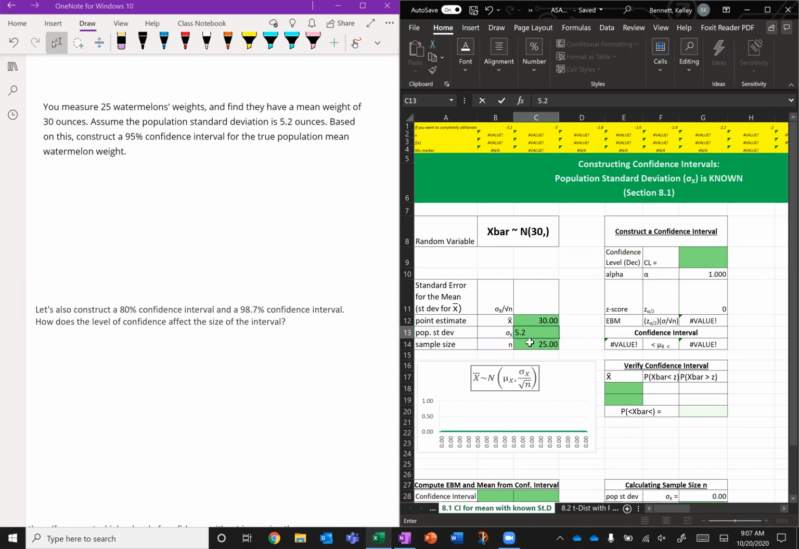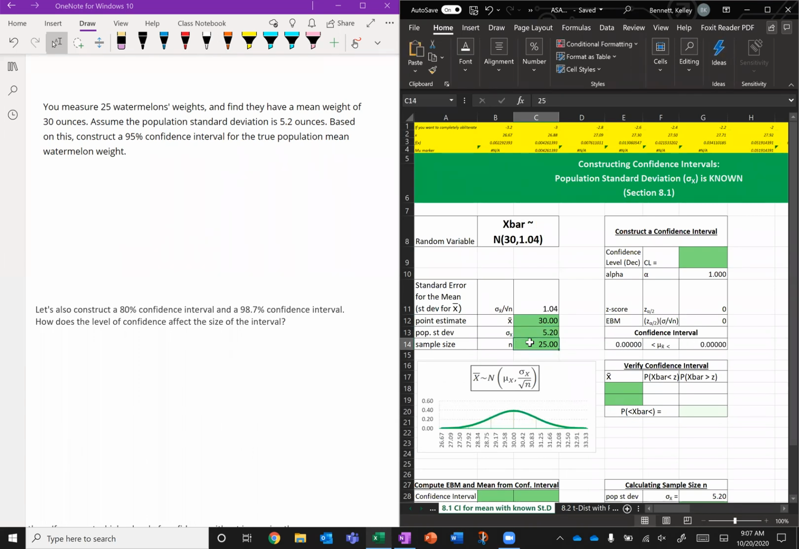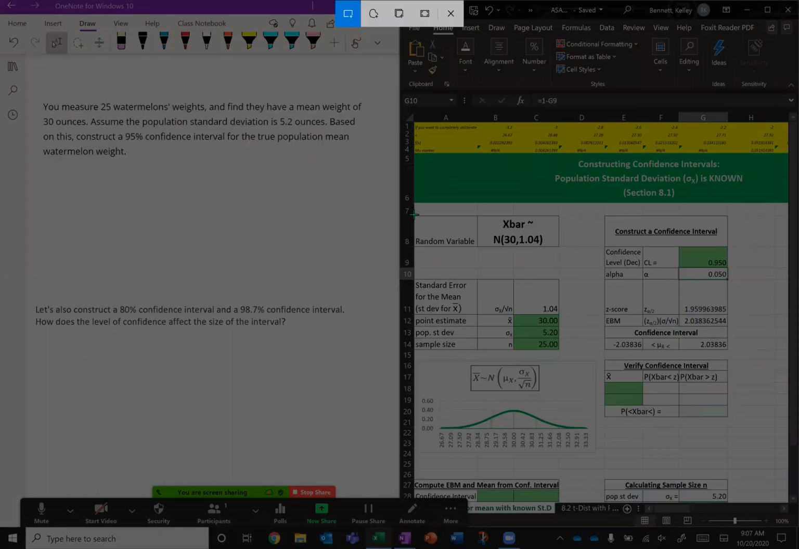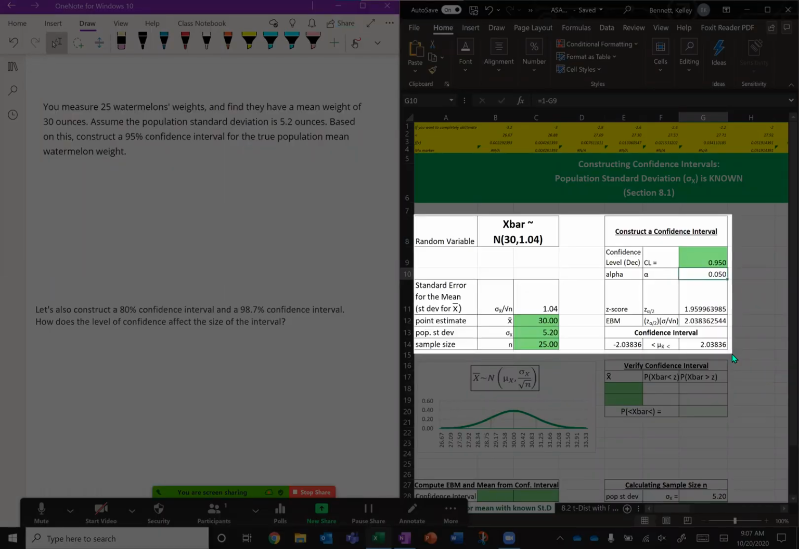So that's my sigma. And so from that, right away, I see that my standard error for the mean is 1.04. I want to construct a 95% confidence interval. So I've just put in 0.95. And it constructs the interval for me. It tells me what my alpha is. It gives me my z-score. And then it computes my error bound for the mean, or my margin of error. And then it spits out my confidence interval. So I can go ahead and take that to show what I did to compute this.